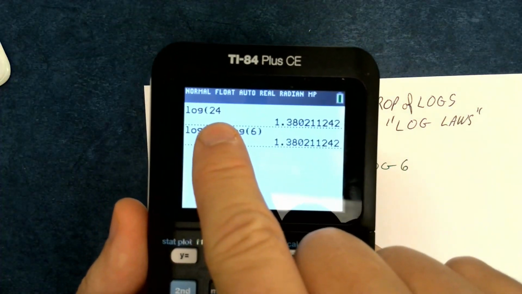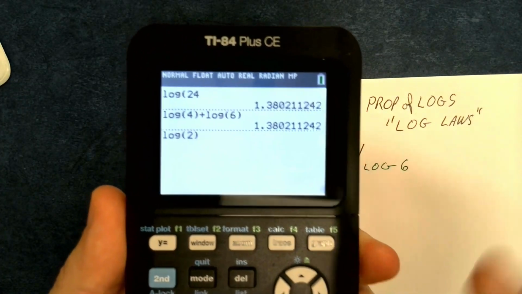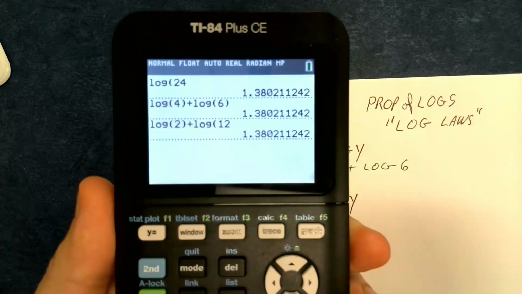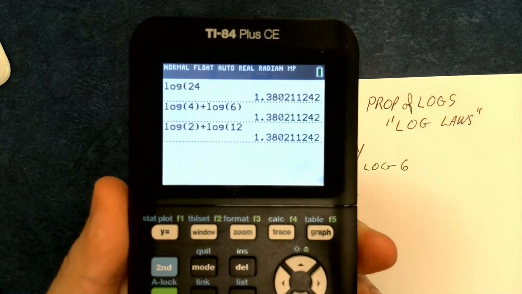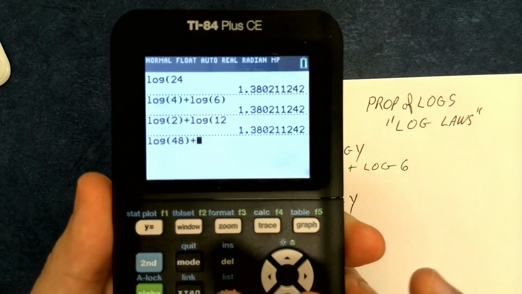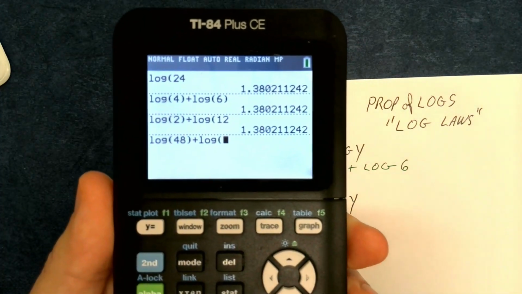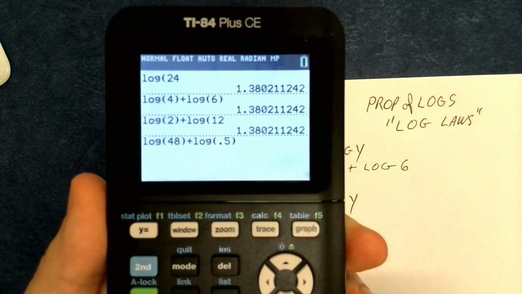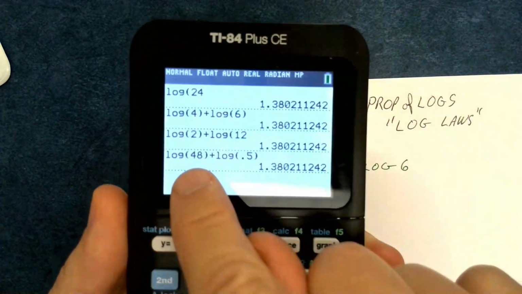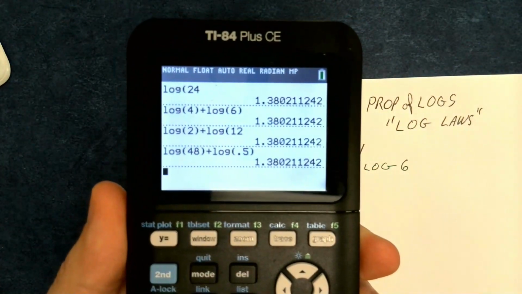Well, what are other factors besides 4 and 6? Well, how about 2 and 12? So log of 2 plus the log of 12. That is true. Now this is going to be really freaky, but it's also true that I could do the log of 48 plus the log of, and then I want you to think about that and be like, whoa, is that really possible? Yes, we can do log 48 plus log 0.5, because 2 times 12 is 24, and 48 times a half is also 24, and it can work for any of these different examples. Okay?